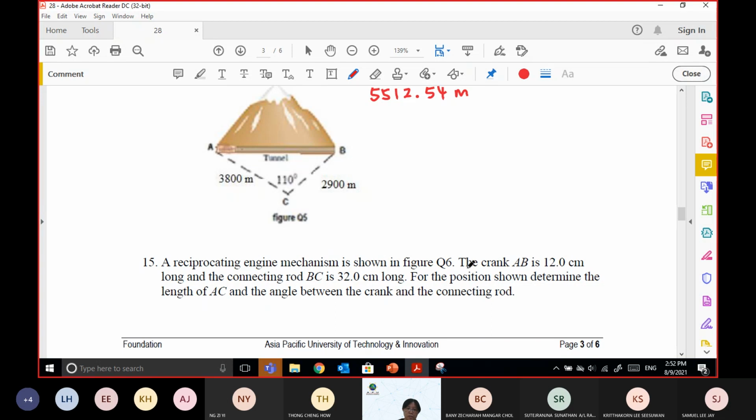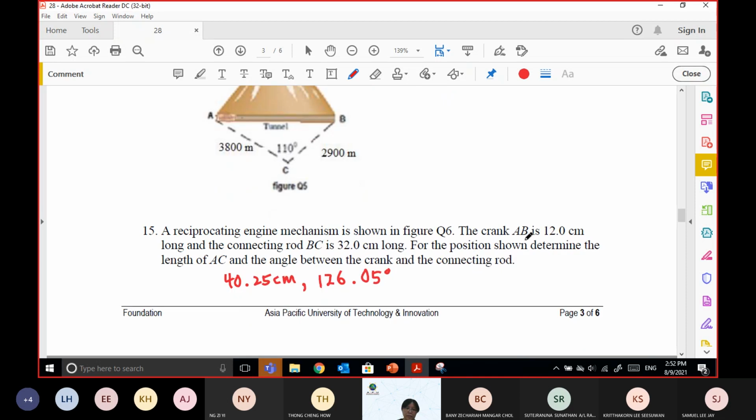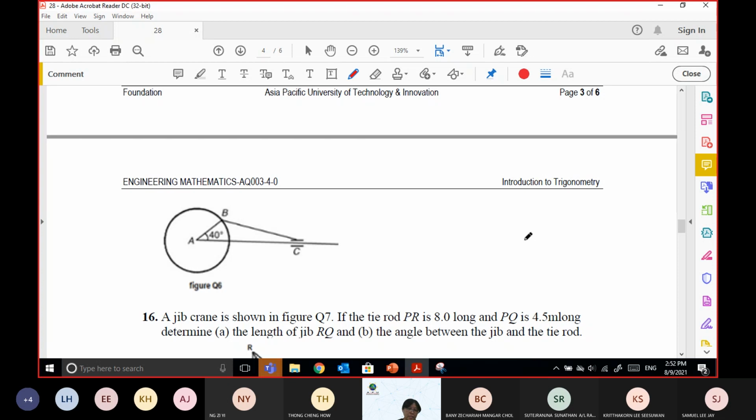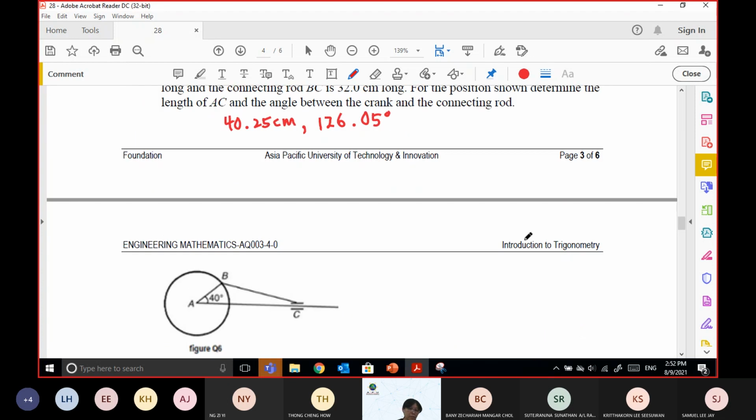15, the length and the angle. There are two answers required, the length and the angle. Length is 40.25 cm. Then the angle is 126.05 degree. Okay, 40.25 and 126.05.